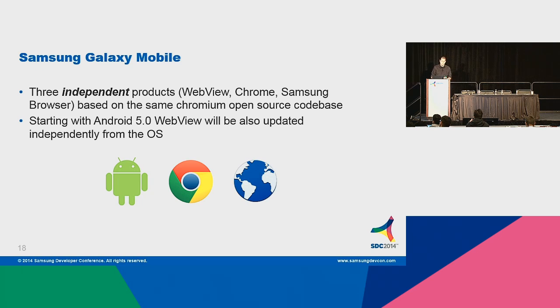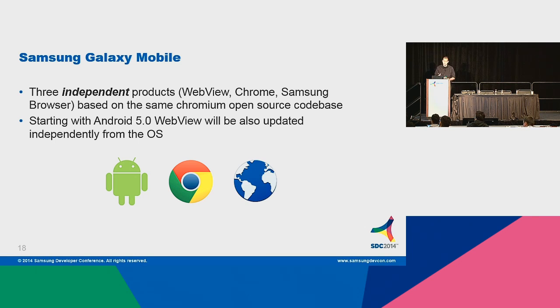So when you get your Samsung Galaxy mobile device, you might not consciously recognize this, but it actually comes with 3 independent copies of the web. One copy is for the web view, represented by that little Android icon there. It's basically for hybrid apps and for Java apps to fulfill the promise of the Java API compatibility.